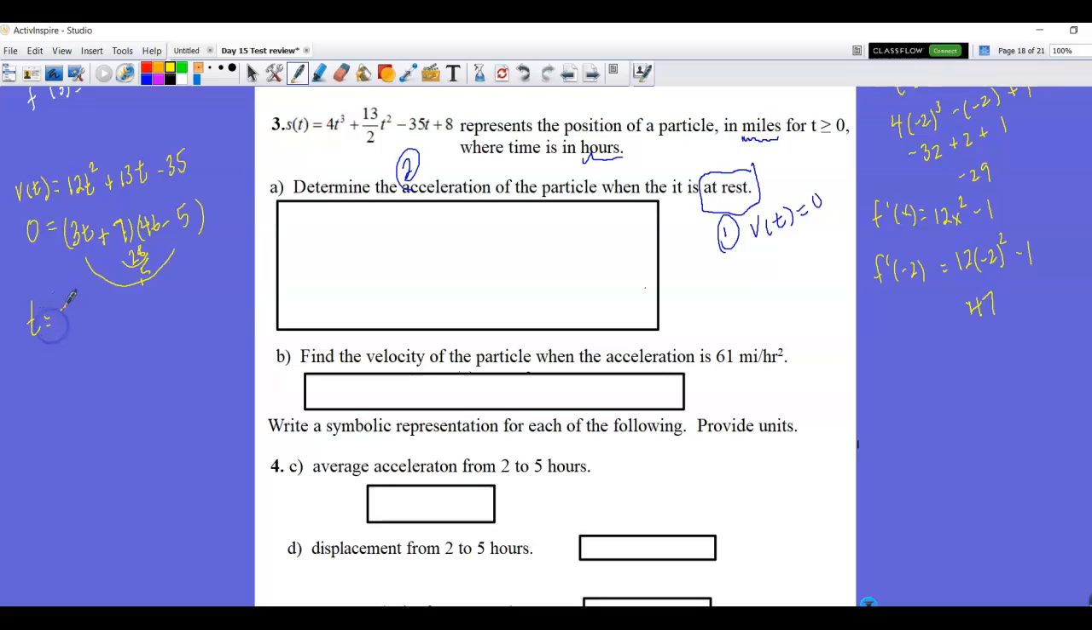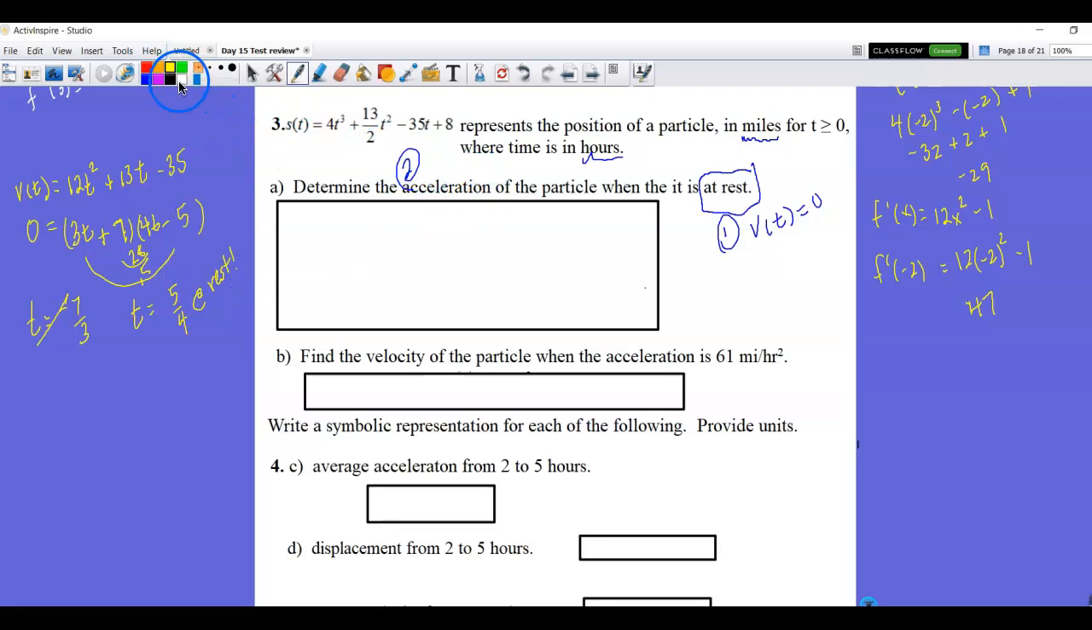So when I solve each of those by setting each factor equal to 0, I get t equal to negative 7 over 3. And this problem tells me that time is valid for greater than or equal to 0, so nothing comes out of this. And I get t equal to 5 over 4. So this is when the particle is at rest.